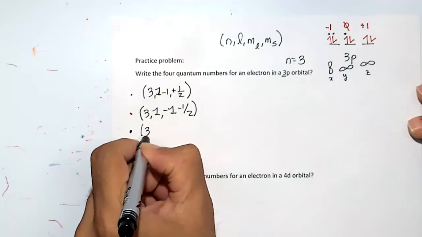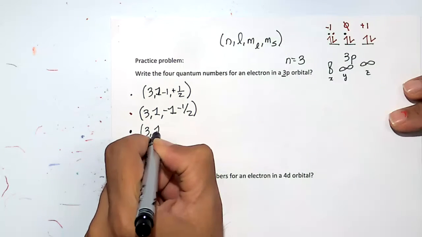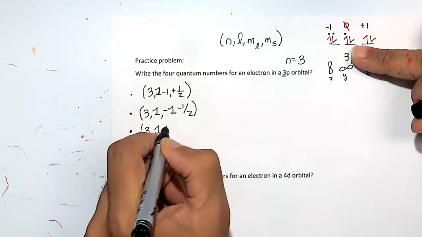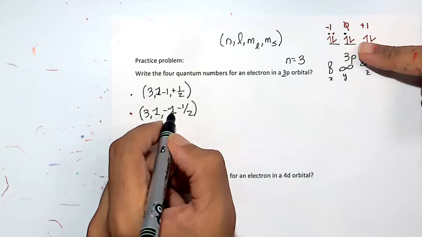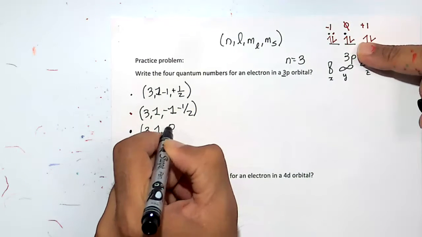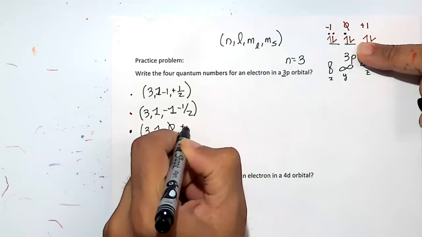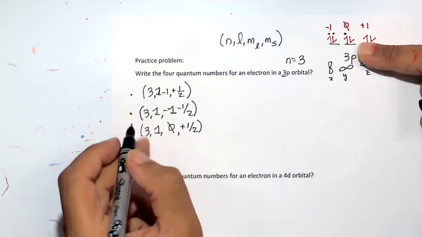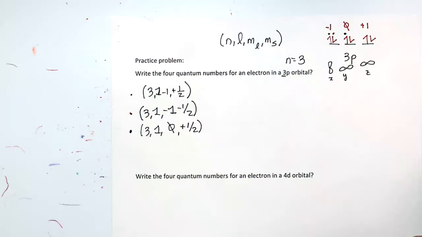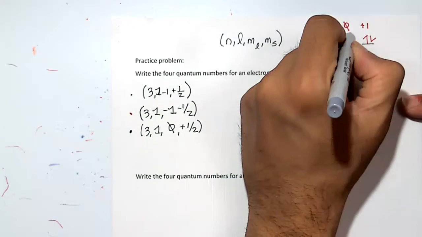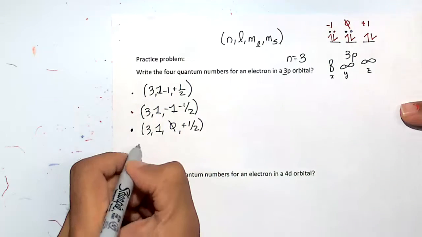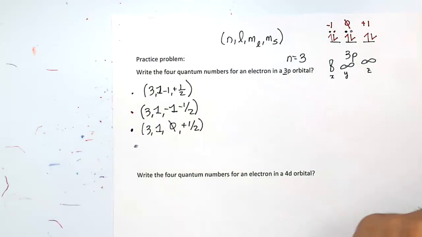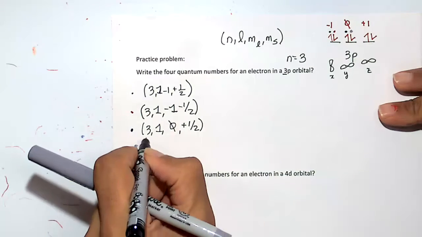Okay, 3. What's L for a p orbital? 1. Where's this residing? M sub L, the orientation, 0. Is it plus 1/2 or minus 1/2? Spin up is plus 1/2. Okay. And then the gray one is exactly the same except it's spin down. So everything is the same except it's spin down.